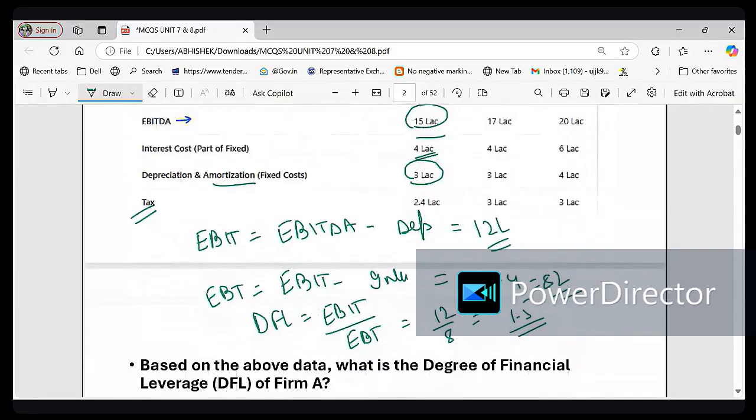So this is the step you have to follow to solve such type of problem. Yes, option B, yes, obviously EBT is 8 lakh, right? And DFL is what? What is the formula of DFL? DFL is EBIT upon EBT. So 12 upon 8. This is equal to how much? 1.5. So how to go about solving such type of problem?